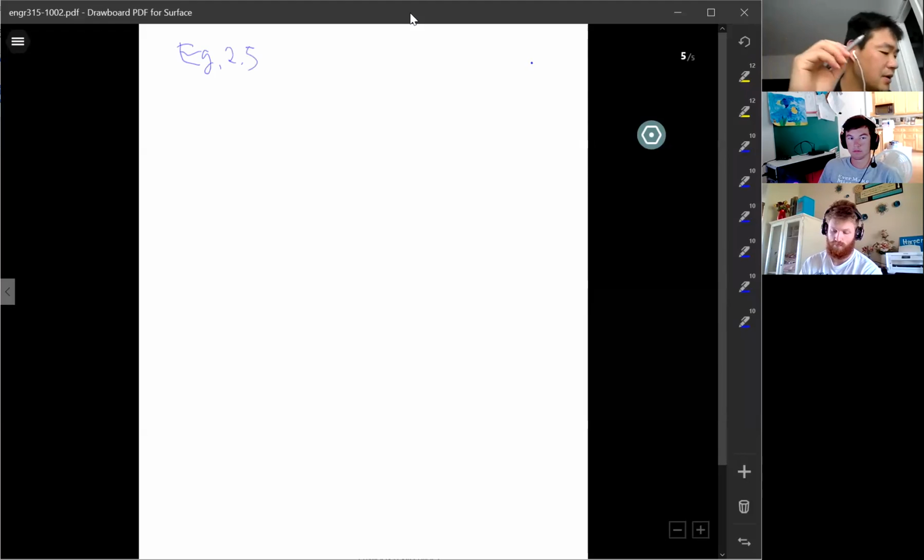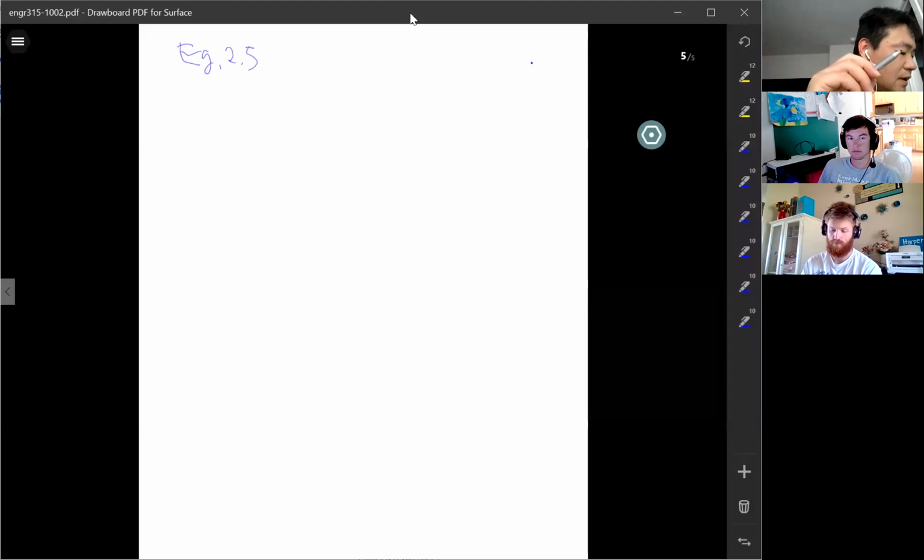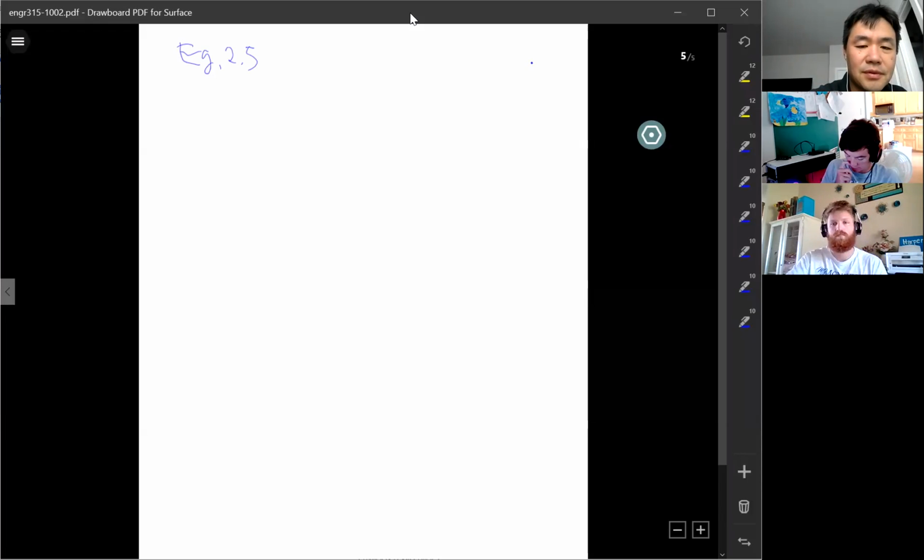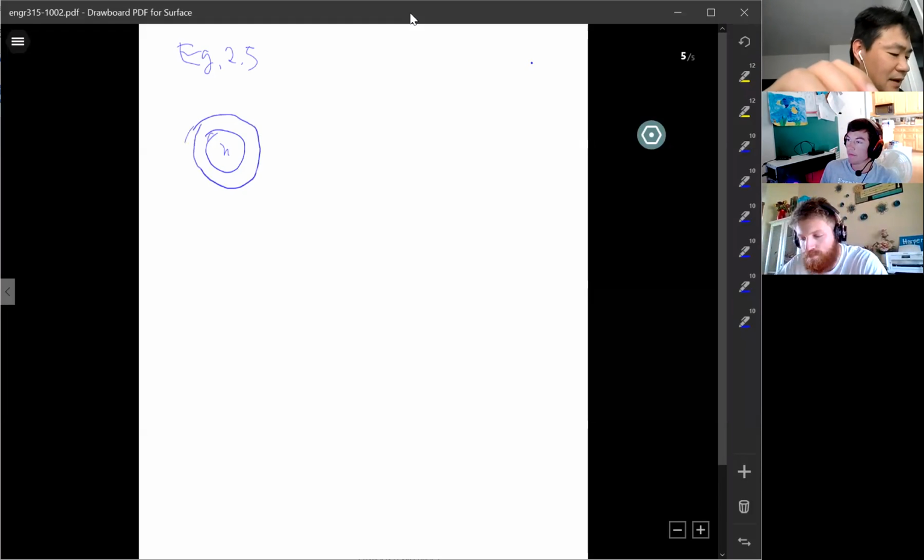It says water flows at 50 degrees Celsius inside a 2.5 centimeter inside diameter tube. Basically, you have a heat transfer. This is convection H inside. This is the tube, and flow is in there. The convection is inside. This is the tube, right?